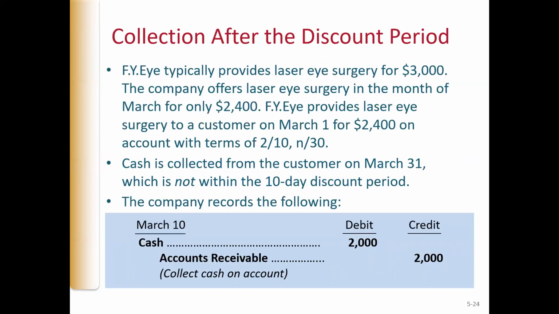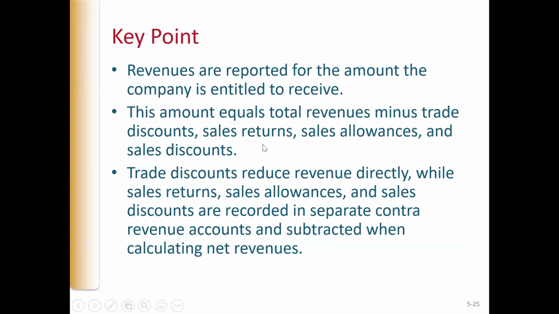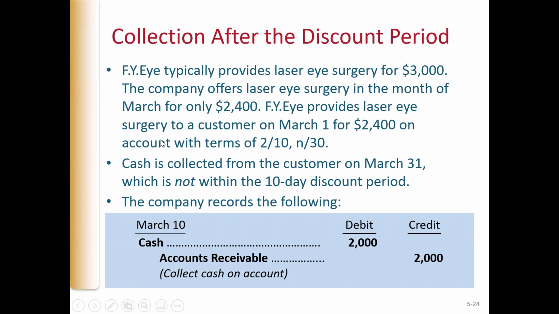Now, what if someone doesn't take advantage of the discount period? Then we just ignore it. And in this case, they typically provide laser surgery for $3,000. The company's offering it for $2,400. And of course, this customer wasn't happy, and so she got the $400 reduction. They say, hey, if you pay within 10 days, you get a 2% discount. Otherwise, pay the whole thing within 30 days. Cash isn't collected from the customer until March 31st. So the discount's off the table. In that respect, we would just debit the cash of $2,000 and credit the accounts receivable of $2,000. Does that make sense?